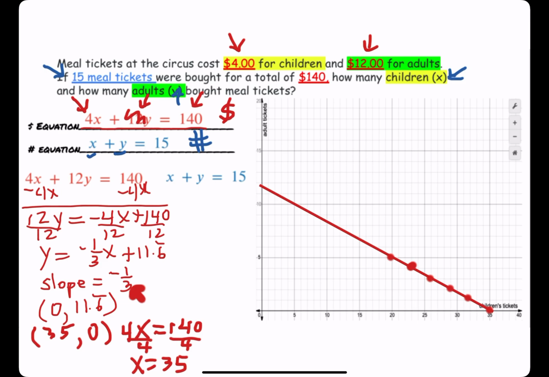Remember, don't arrow that line, because then you'll get into the negative number of adult tickets, the negative number of children tickets, which you don't want.